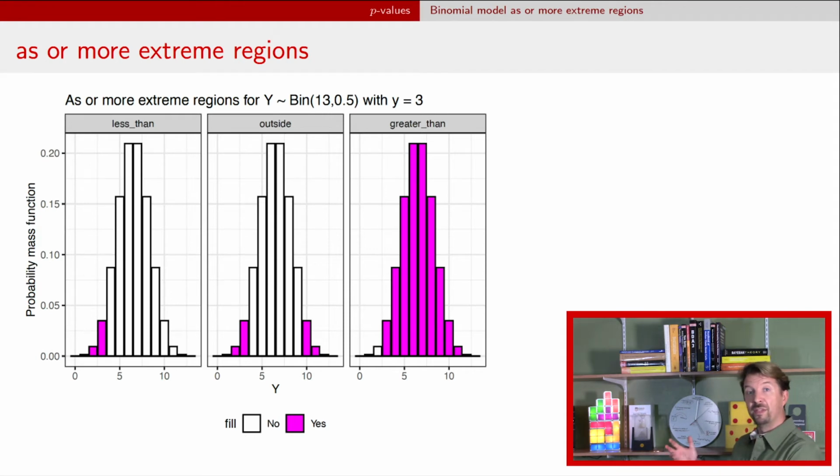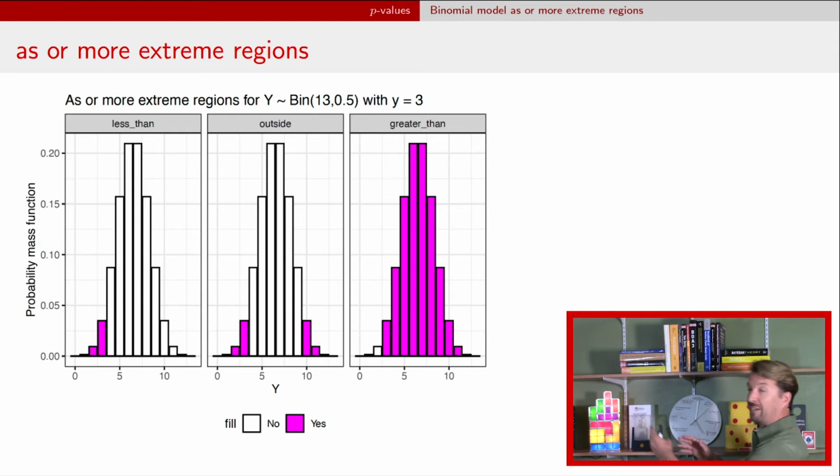Then colored in magenta on each of the facets is the extreme region associated with the 3 extreme regions that we showed on the previous slide. On the very first, the far left facet, we have the less than or equal to. On the far right facet, we have the greater than or equal to. And then in the middle facet, we have this region that's associated with being farther away from the expected value, as or farther away than what we observed.